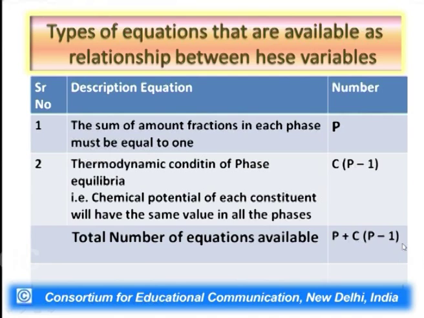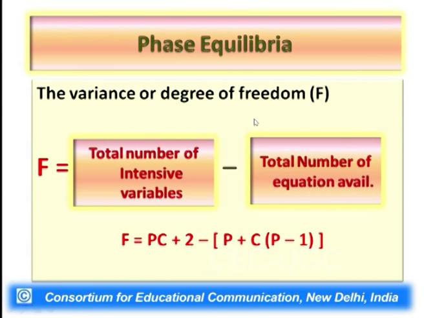So, the phase rule is basically a rule which helps to determine the degree of freedom or variance. Here we can directly calculate the variance. It means the variance or degree of freedom f is equal to the total number of intensive variables required to be specified, from which we subtract the total number of equations available, because we can solve these equations in order to determine the values of the intensive state variables. We can determine as many state variables as there are equations available. So, once we subtract the number of equations available from the total number of variables required to be specified, what we get is the number of intensive state variables which are independent in nature. Their value does not depend on any other intensive state variable.